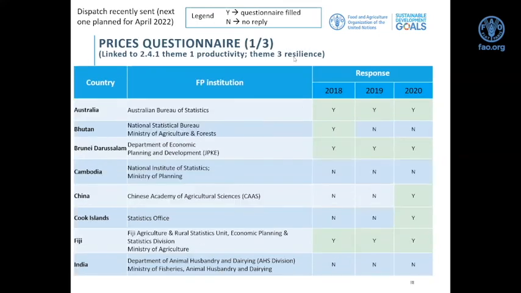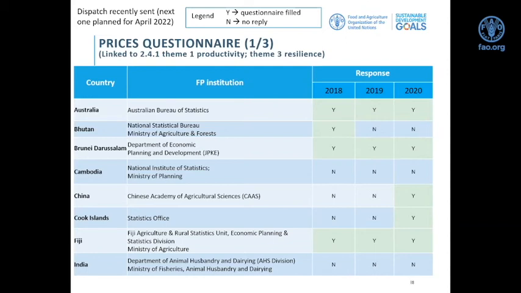The prices questionnaire is most closely linked to theme 1 for productivity and theme 3 for resilience. We would also like to thank those countries that have reported for this questionnaire. Again, the countries that are participating in this workshop can see in this column the institution that is contacted for each of these questionnaires. For example, for Australia, the Australian Bureau of Statistics.